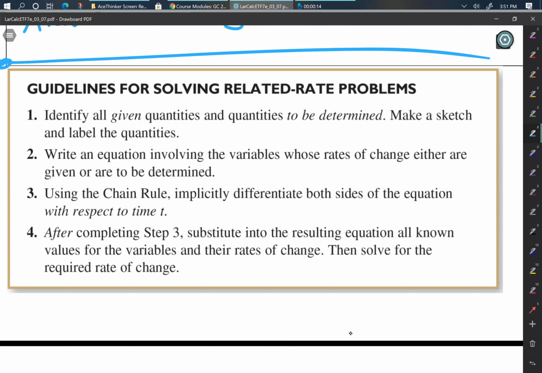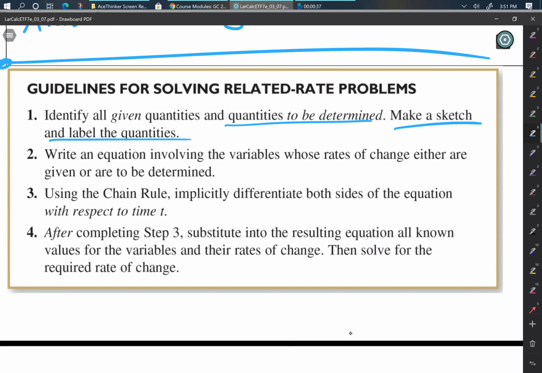Guidelines for solving related rates problems. Identify all given quantities and quantities to be determined. So first step is to figure out, okay, what are we measuring here? What are the variables of the situation? And what do we need to find? And what is our job to solve for? What is the quantity we have to determine? Sometimes drawing a picture and labeling helps, okay?